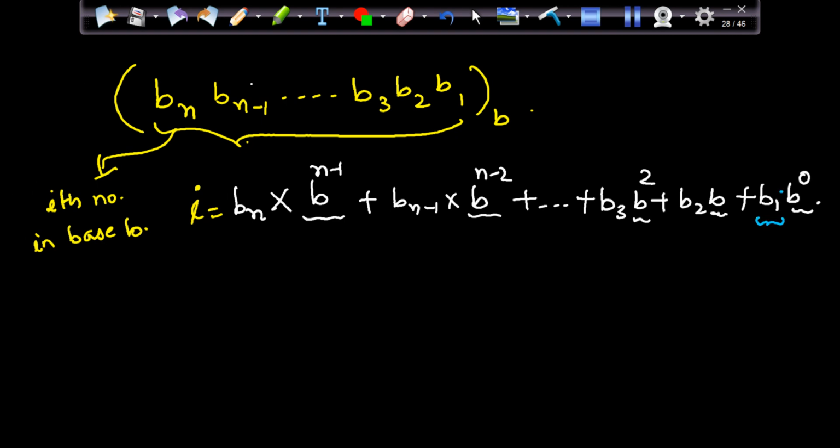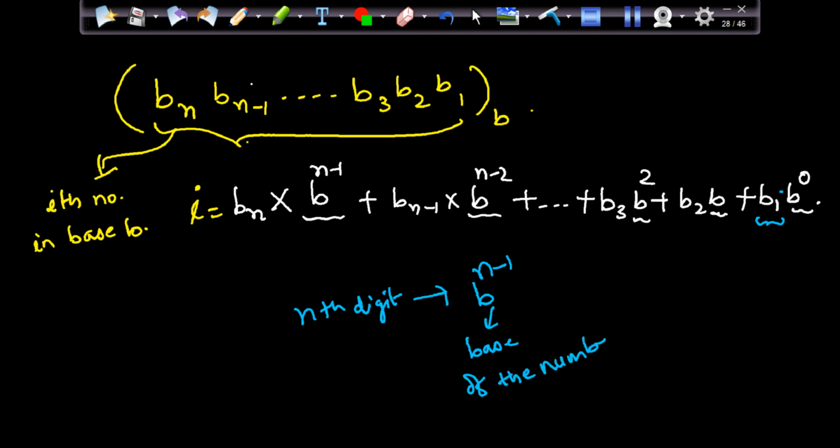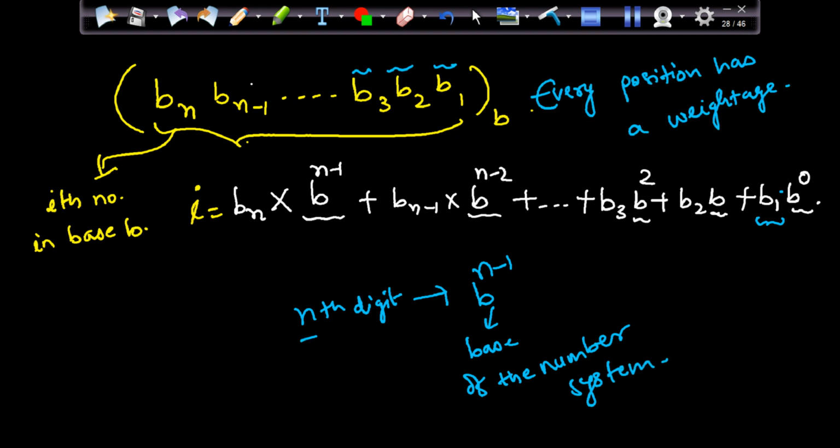So in this case this is a weighted sum. You can say this value of I is a weighted sum. Each digit has a weightage. And what is that weightage? If it is the nth digit, then the weightage of the nth digit is b to the power n minus 1, where b is the base of the number system. Every position has a weightage. The weightage of the nth digit is b to the power n minus 1.